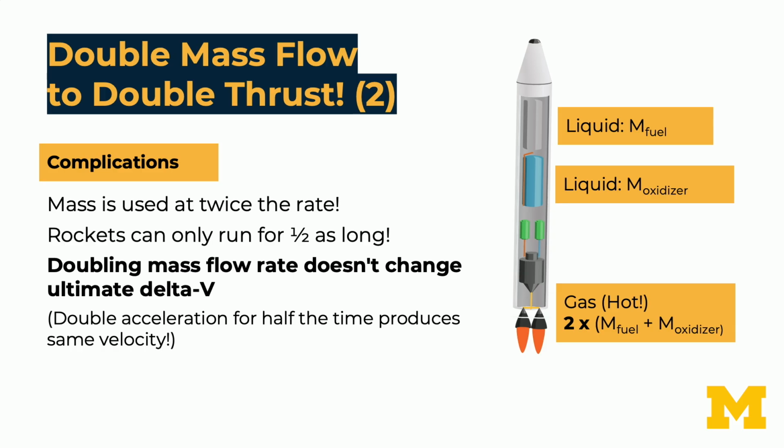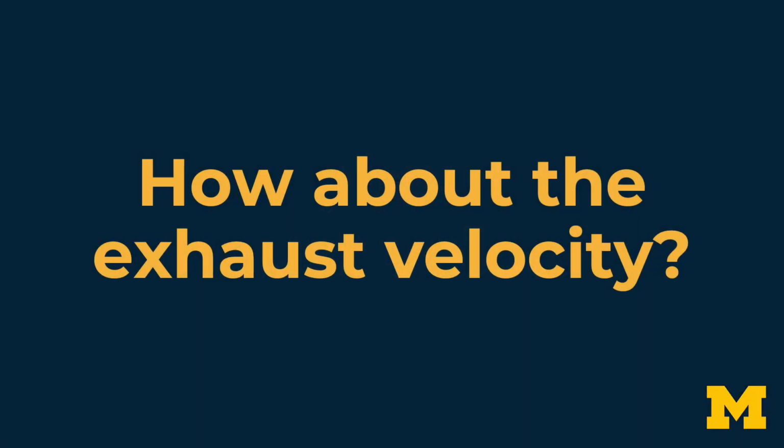And interestingly, doubling the mass flow rate doesn't change the ultimate delta V. So it doesn't actually make your rocket go faster. You just get to that speed faster. So you double the acceleration, but you halve the time that you can actually run the rocket. Let's talk about the exhaust velocity.